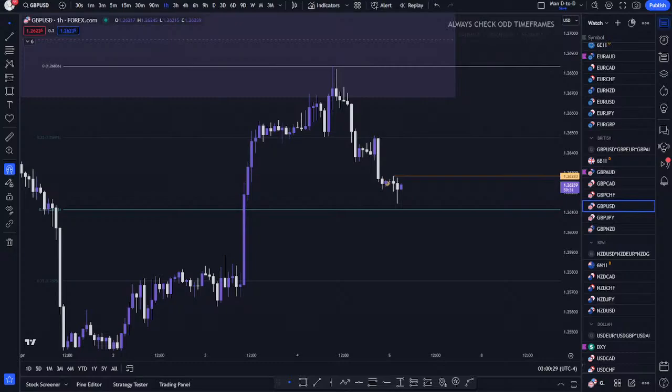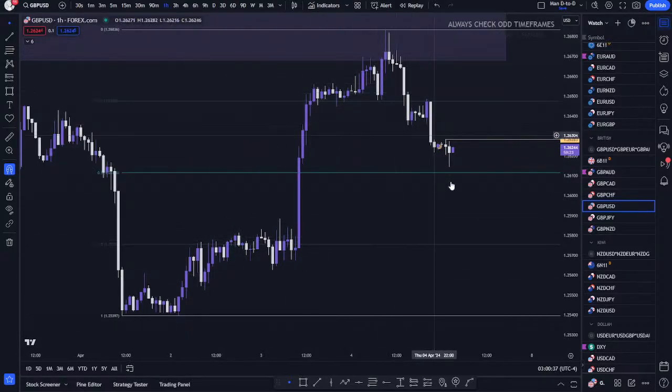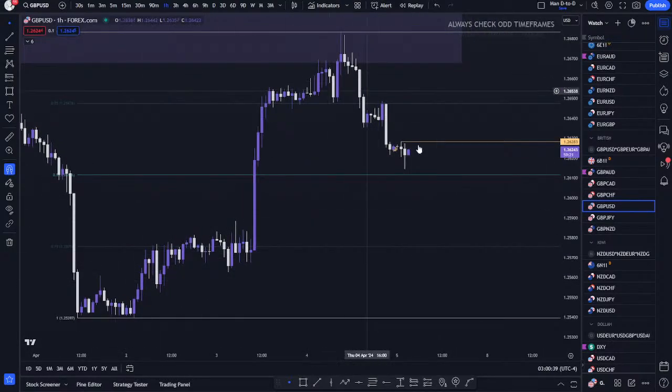AUD USD looking for buys? No, I'm not looking for buys. Anything with the dollar, I'm looking for sells. We have the same or similar setup with GU here. Looking for sells to the sell side liquidity.